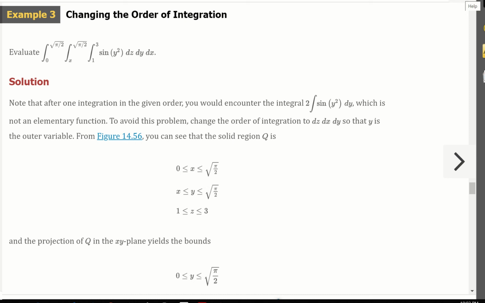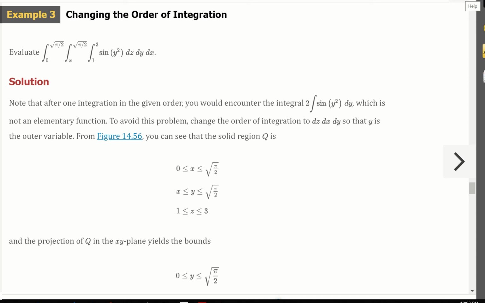Let's take a look at example 3 of chapter 14.6. We want to evaluate the triple integral from 0 to radical pi over 2, from x to radical pi over 2, from 1 to 3, of sine y squared dz dy dx.